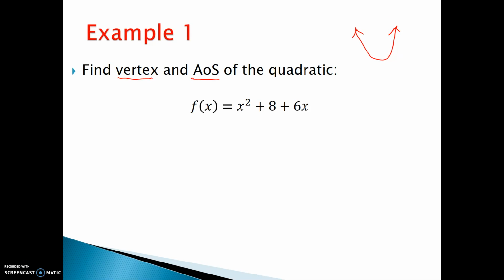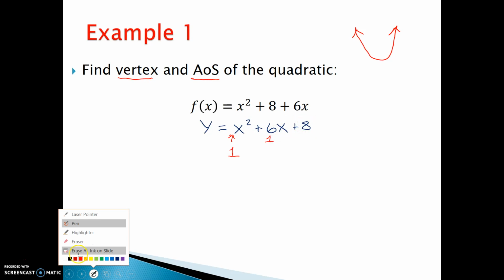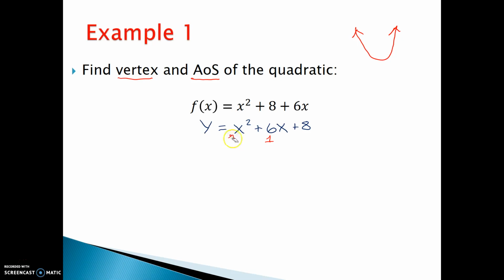Okay. All right, I have the function here, f of x equals x squared plus 8 plus 6x. If that f of x kind of freaks you out, don't worry. It's the same thing as saying y. And if you notice here, I have x squared plus 8 plus 6x. That looks strange because it's actually not in standard form. So I'm going to write this as y equals x squared, and it should be plus the 6x plus 8. All right, so let me erase this here, sorry.